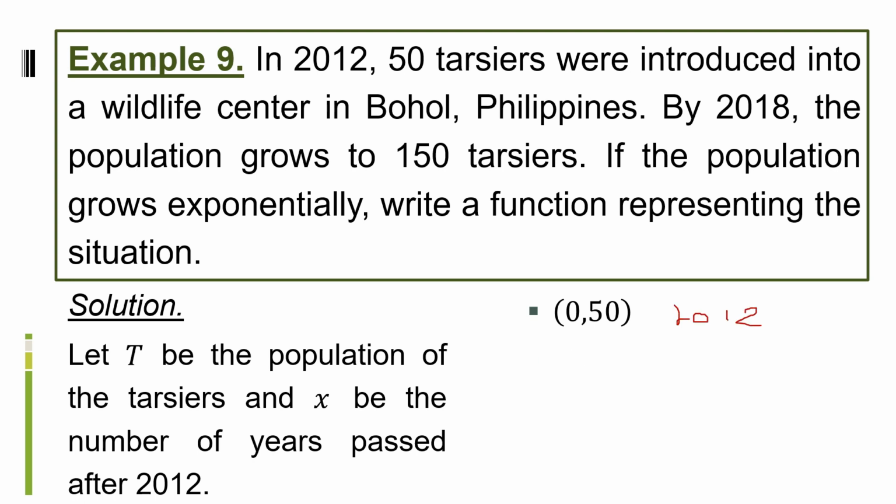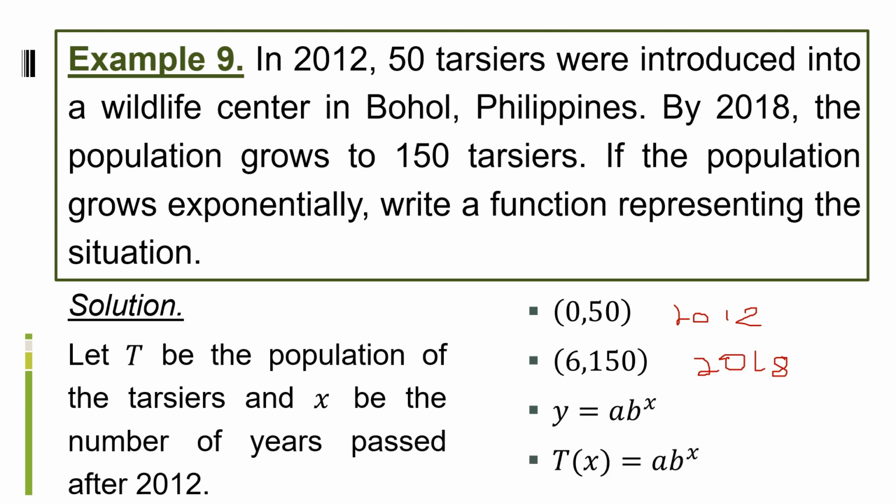And for 2018, we have 6, 150, because 6 years have passed after 2012. And again, y is equal to a b raised to x, or that is P of x is equal to a b raised to x.